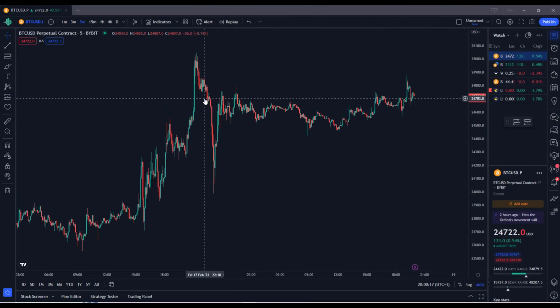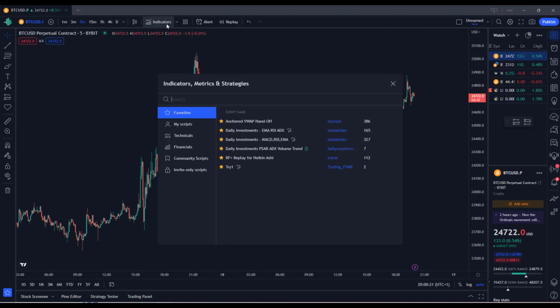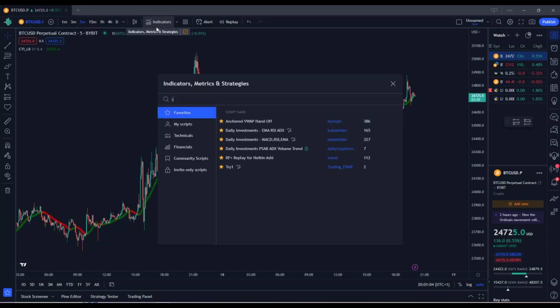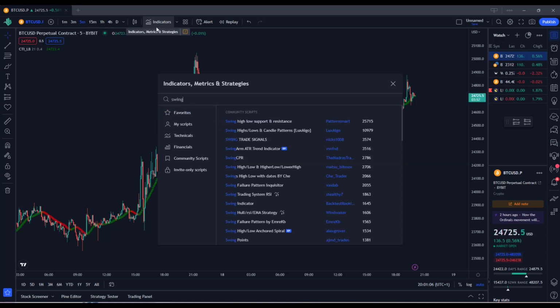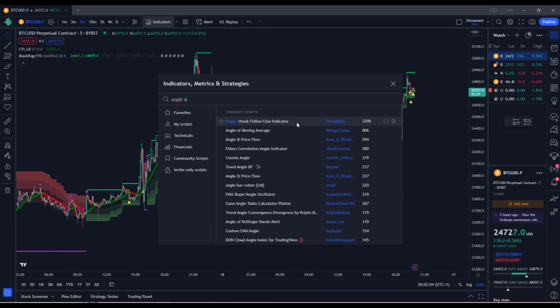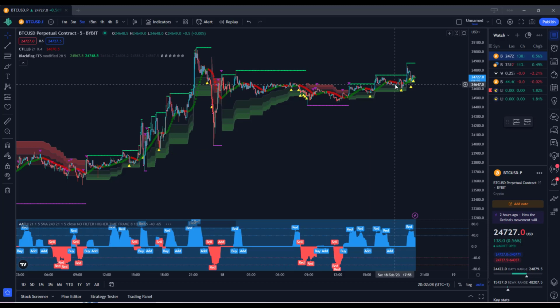Alright guys, first things first, we're gonna need 3 indicators to use this strategy. The first indicator that we're gonna add is the Coral Trend indicator from LazyBear. Shout out to you, LazyBear. The second indicator is the Swing Arm ATR Trend indicator. And the last one is the Engle Attack Follow Line indicator. Alright, so now you've got the 3 indicators that we're gonna use for this strategy.